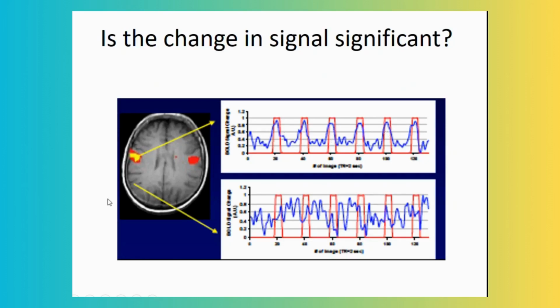But in the normal brain, which is not in the area of interest, there will be a random distribution. The task was given and sometimes it is up and sometimes it is down. So we are not interested in that. We are interested only in this area, which is the motor area.